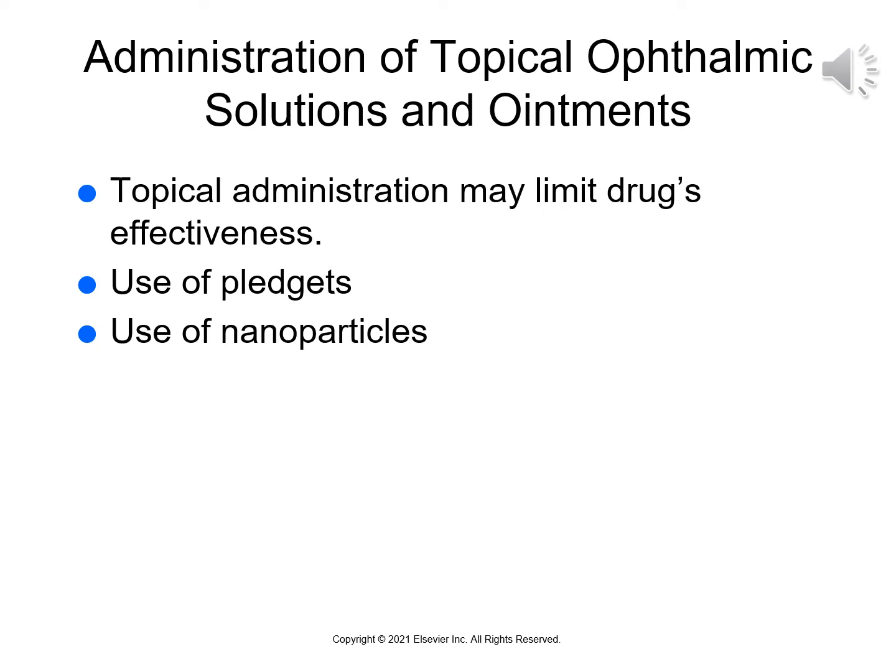Then further down, after administration of the medications, compression of the lacrimal sac prevents rapid drainage of medication into the lacrimal system where it is carried away from the eye. And you can see this on page 136 in figure 10.2 that illustrates the proper administration of topical ophthalmic solutions and ointments. So medication-soaked pledgets can be placed in the conjunctival cul-de-sac after the eye has been anesthetized with local anesthetic drops. Nanoparticles are an area of intense scientific and medical research.